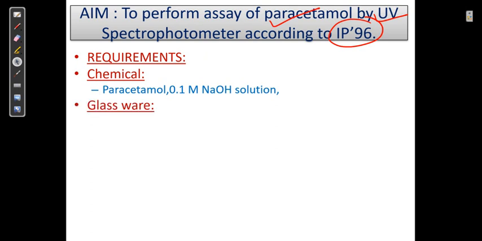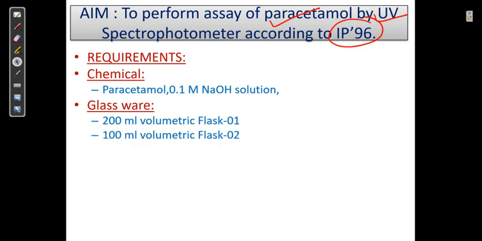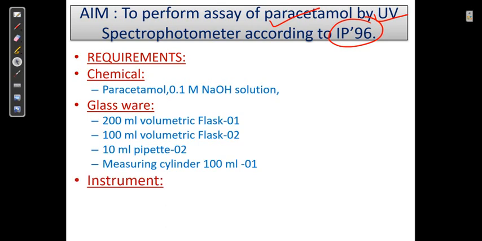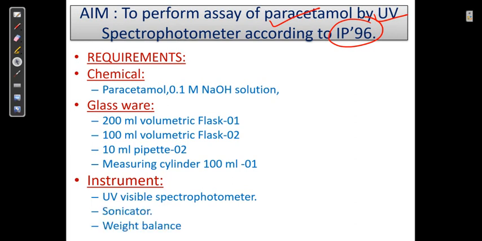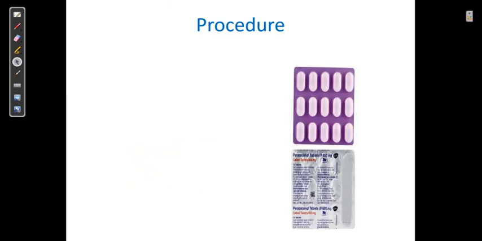Next is glassware. In glassware we require a 200 ml volumetric flask, quantity 1, 100 ml volumetric flasks, quantity 2, 10 ml pipettes, quantity 2, and a 100 ml measuring cylinder, quantity 1. The instruments we require are a UV visible spectrophotometer, a sonicator, and a weighing balance. If we have all these requirements, we can easily perform the assay. Let us see the procedure first.